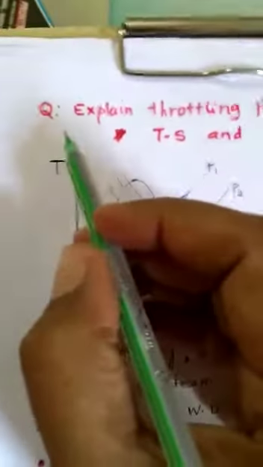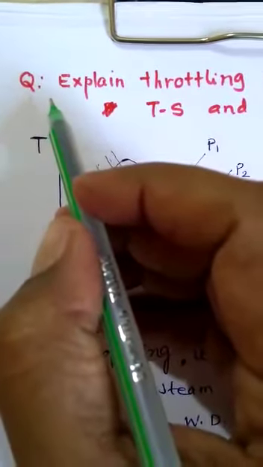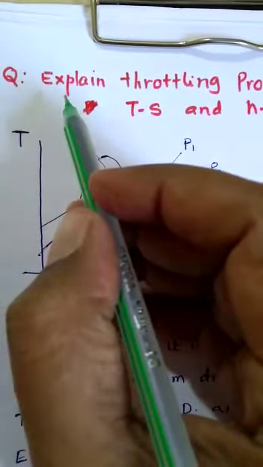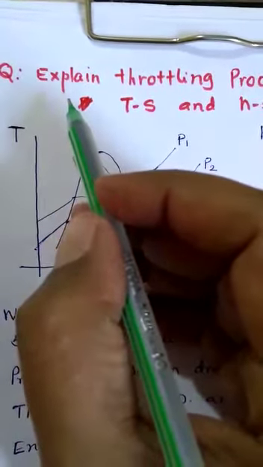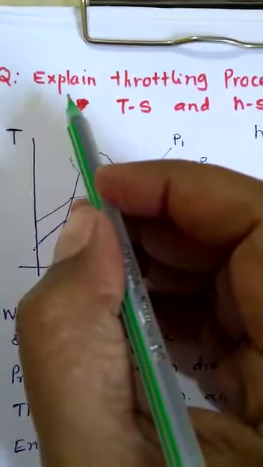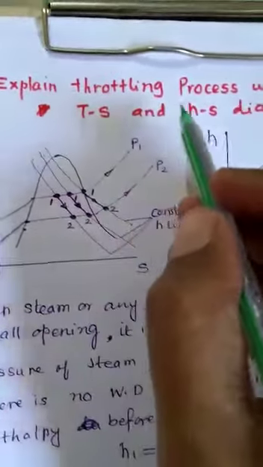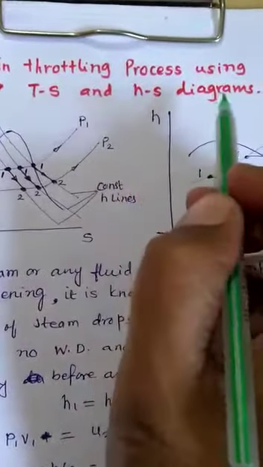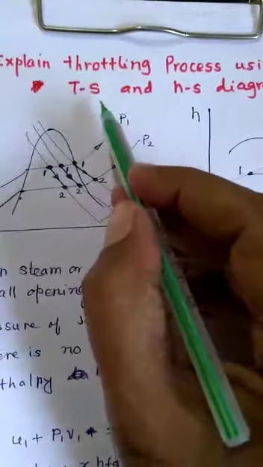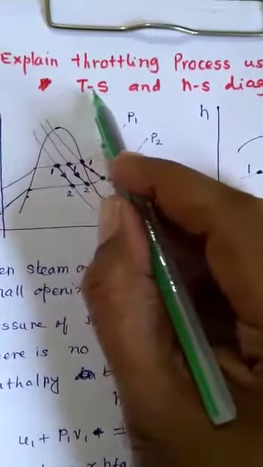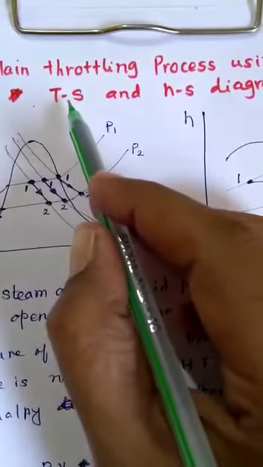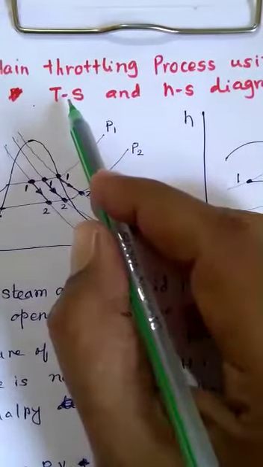Hello friends, we now try to understand one important question. This is a question paper question for 4 marks. Explain throttling process using TS and HS diagram. In the question paper it is given as PV and TS diagram, but there should be one correction. It is not PV and TS, it is a TS and HS diagram.